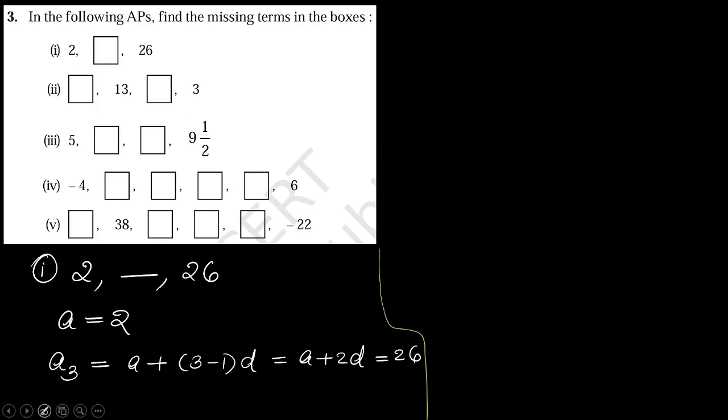So I want a and d. Then I can find out any term if I know a and d. The third term is given, so I use the formula. Here a is given as 2. So I can substitute a as 2 here. So 2 plus 2d equal to 26. Understood? I know the value of a. 2 plus 2d equal to 26. 2d equal to 26 minus 2, 24.